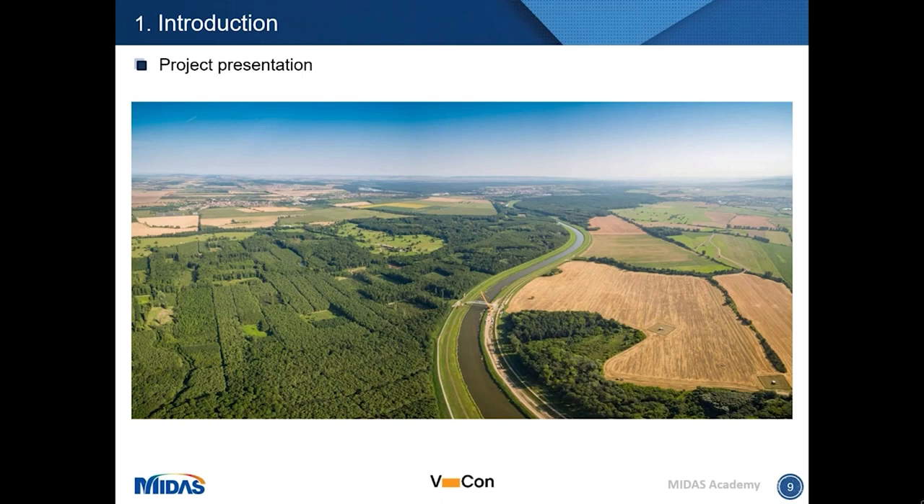So here you can see the landscape with flat rainforests and the river Morava. On both banks, there are some cycle paths, and along the river many archaeological sites.